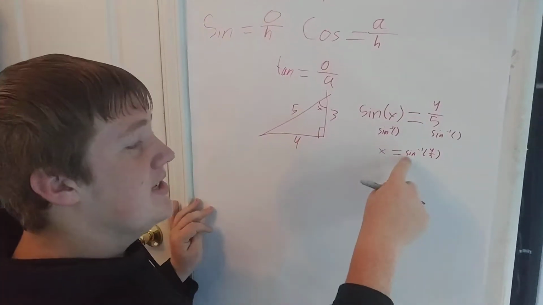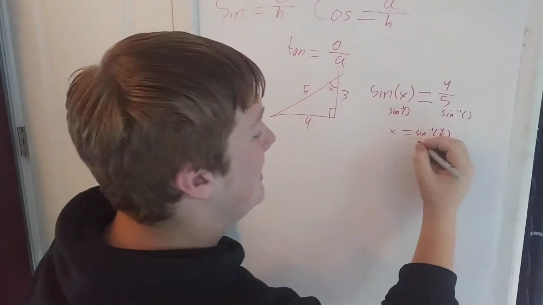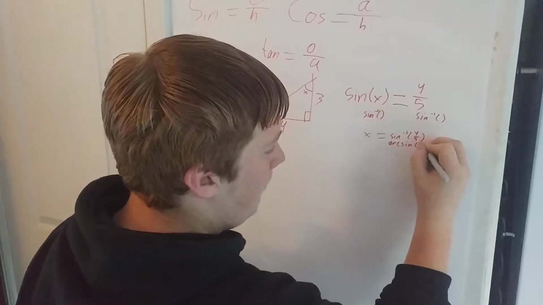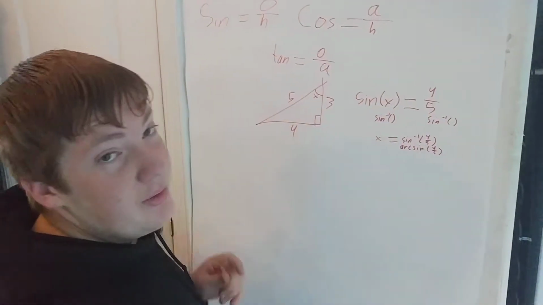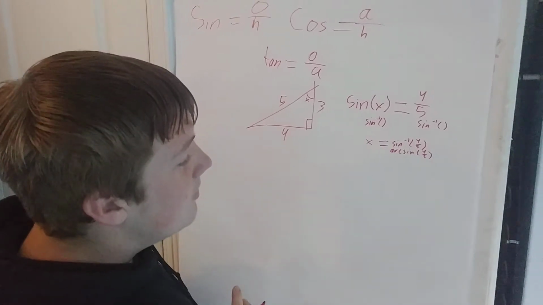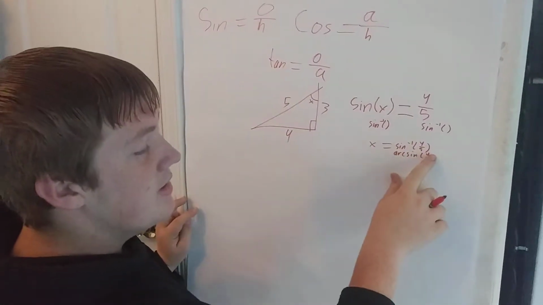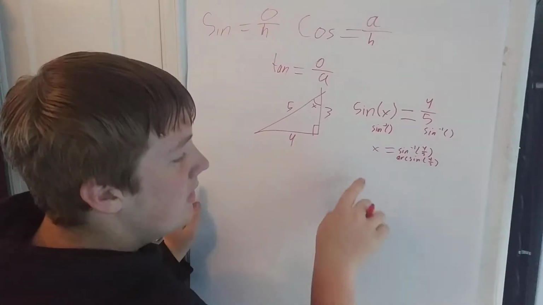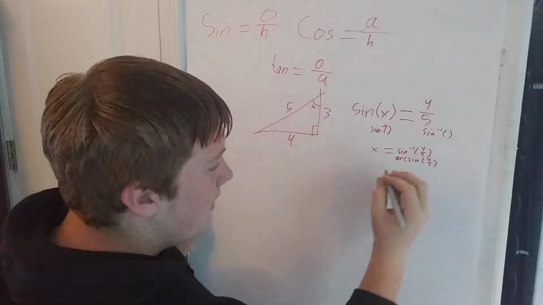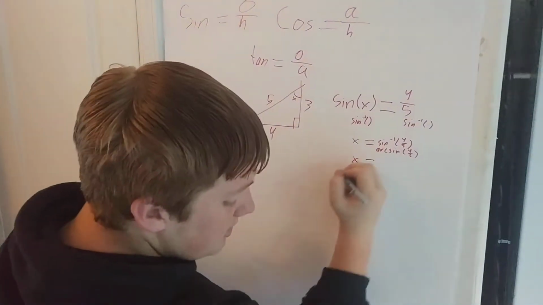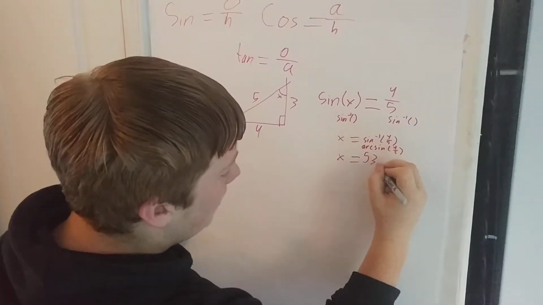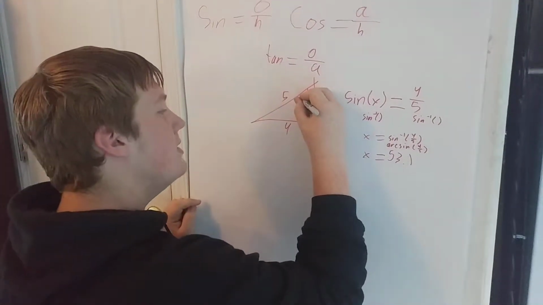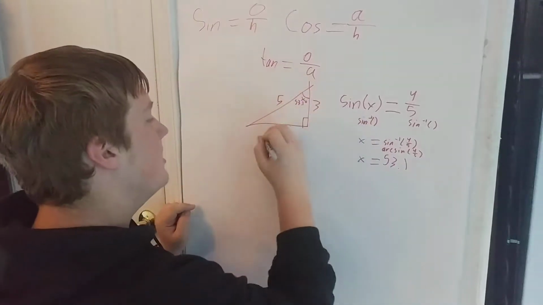You can write sine inverse as sine to the negative 1, or you can write it as arc sine. Either way works. Now, when you plug this into your calculator, you just use the second button and the sine button. So, when you plug that in, it all comes out to x equals 53.1. So we can plug this into our triangle as 53.1 degrees.